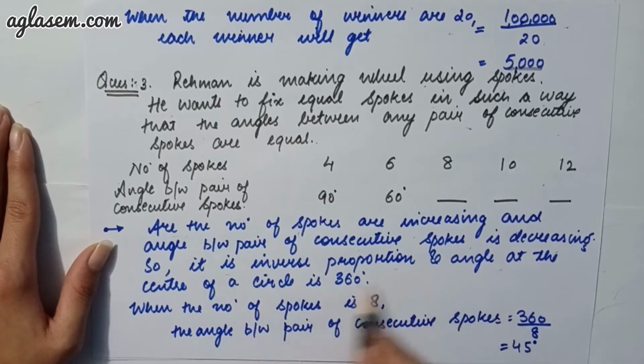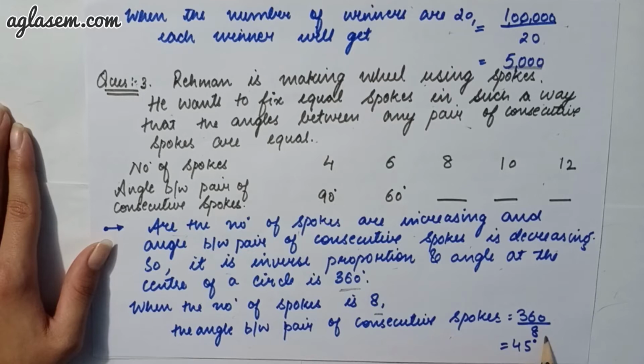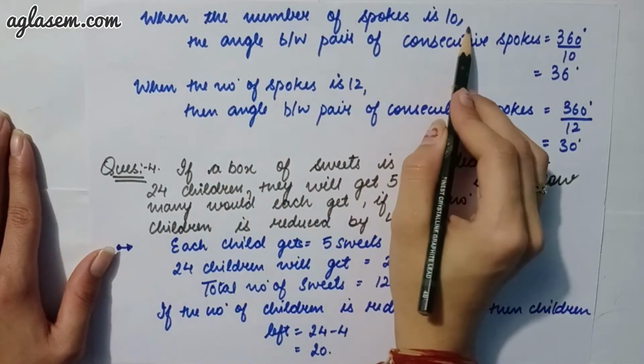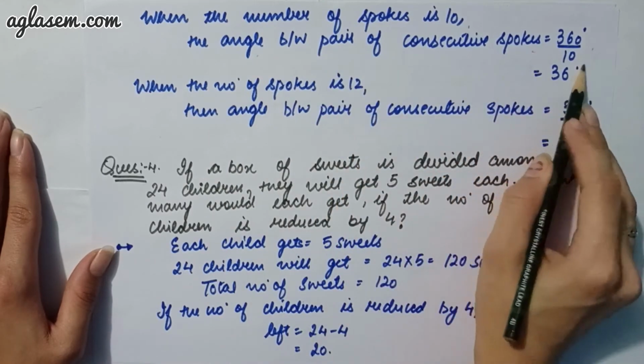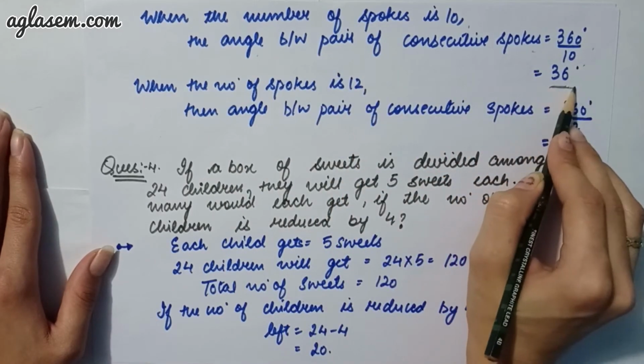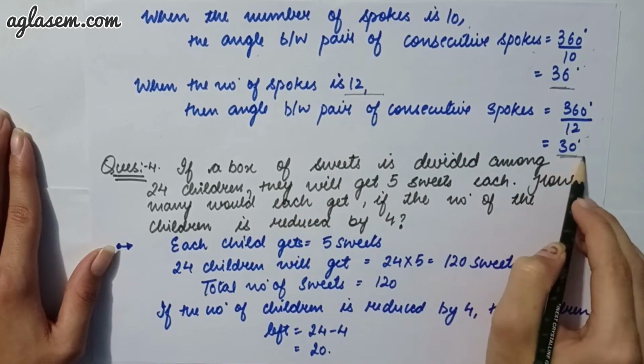So the angle at the center of the circle is 360, where the number of spokes is 8. So the angle between the consecutive spokes will be 360 divided by 8, that is 45 degrees. When the number of spokes is 10, the angle between a pair of consecutive spokes will be 360 divided by 10, that is 36. Similarly, if 12, then 360 divided by 12, which will give you 30.